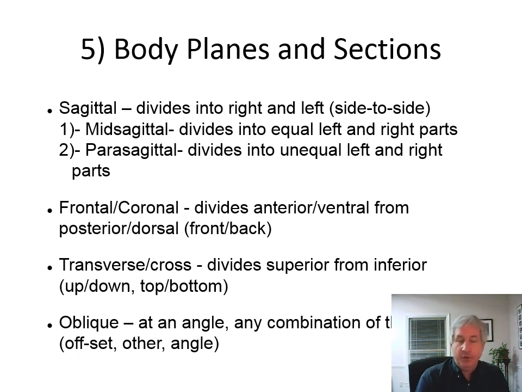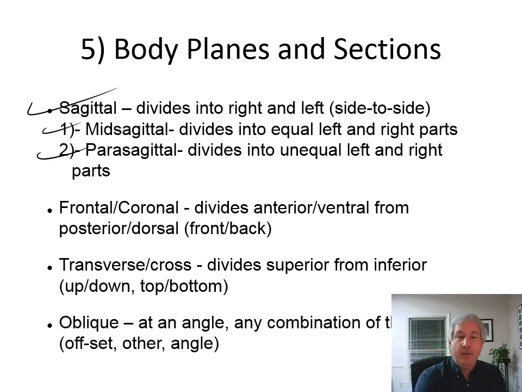So the way you divide up the body, you do it with what's called left and right. So you can cut right down the middle and cut me into left and right parts. Okay, so that's a sagittal section. So sagittal divides you side to side. Okay, so it divides right and left. And you have what's called a mid-sagittal section that divides you into equal left and right parts, or a parasagittal section. So that's off-center. So let's say we cut through here, so that would divide me into unequal right and left parts.